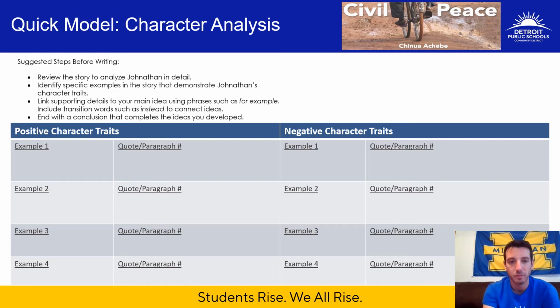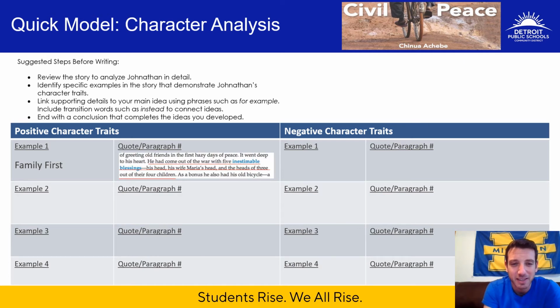Okay, so the first example of a positive character trait for Jonathan was family first. I remember all throughout the text, Jonathan put his family before himself, but just really found family to be the most important thing in life, and he was so grateful that the majority of his family survived after the war. And so I went back into the text and I found a quote to support that.